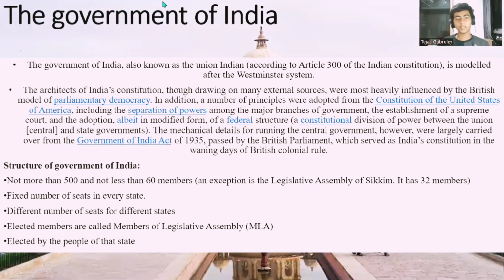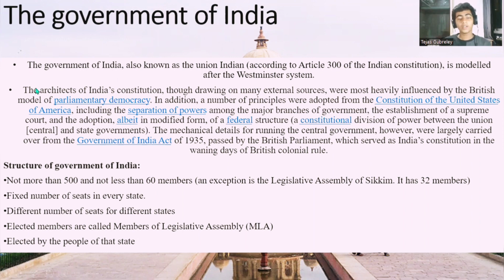The government of India is also known as Union India, according to Article 300 of the Indian Constitution. As you can see over here, it was modeled after the Westminster system. So the government of India was modeled after the Westminster system.